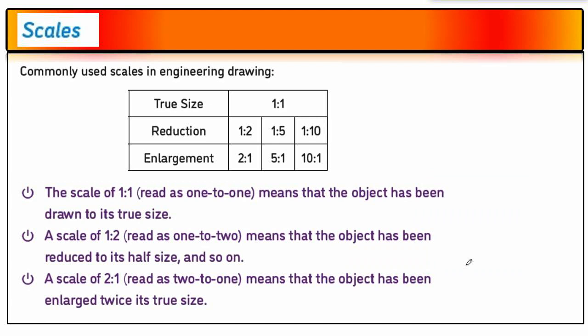Scales are commonly used in engineering drawings. The true size of an object, as an example, is 1:1. We can then reduce the sizes accordingly. The reduction of the true size could be 1:2, 1:5, or 1:10. We can do the opposite of enlarging, which is 2:1, 5:1, and 10:1. The scale 1:1 means that the object has been drawn to its true size. A scale 1:2 means that the object has been reduced to its half size. And scale 2:1 means that the object has been enlarged twice its true size.